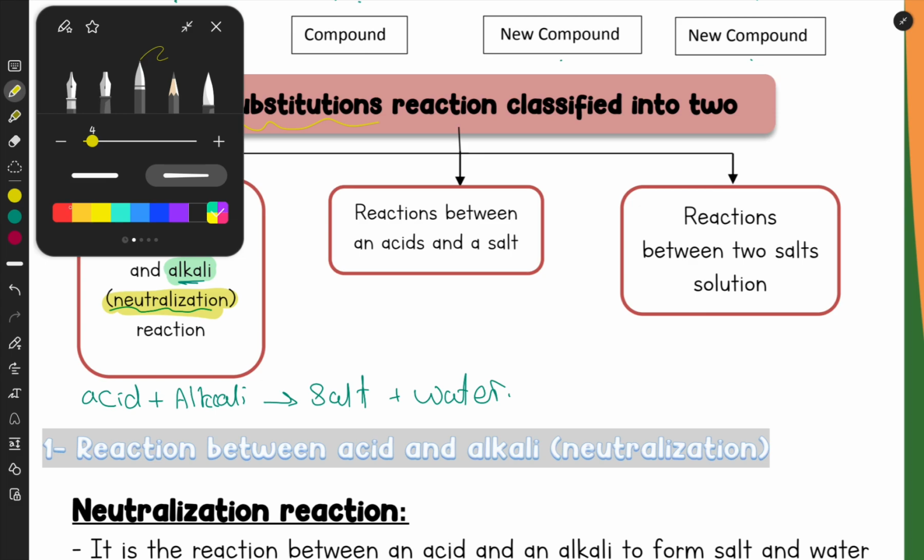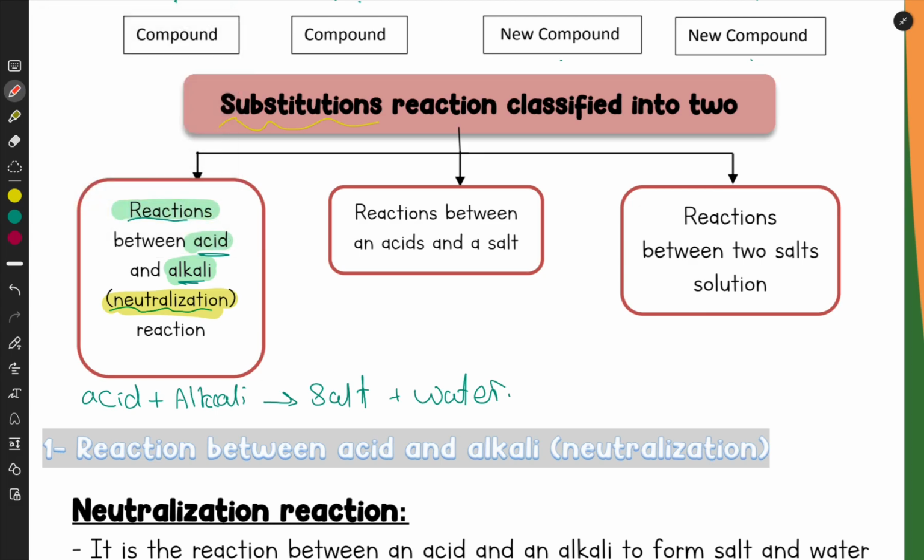We know from previous years that an acid is anything that starts with H, like HCl. This starts with H, so it's an acid. Like H2SO4, it starts with H, so it's an acid. Except water. Water starts with H, hydrogen, but it is not an acid. The second, alkali. What is the meaning of alkali? Alkali is anything in chemistry that ends with OH, like NaOH, sodium hydroxide, or KOH, potassium hydroxide. This is alkali.